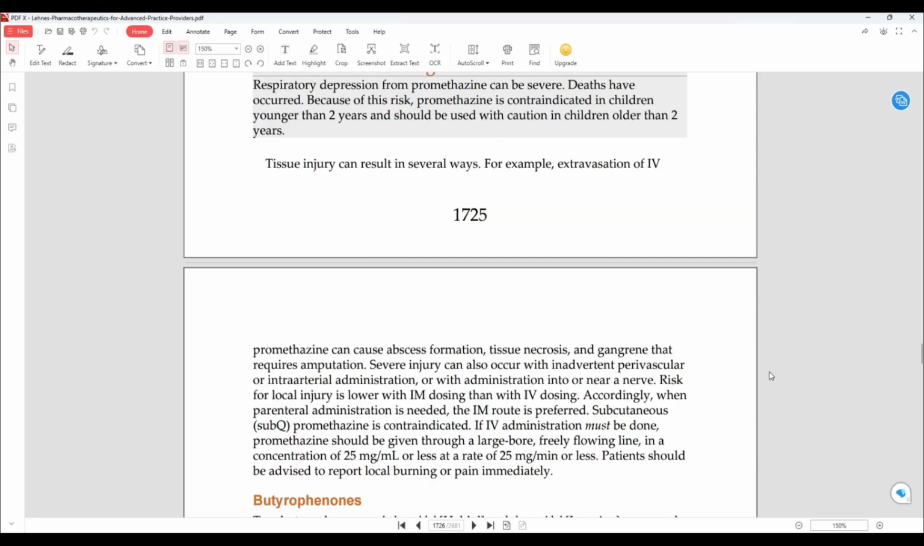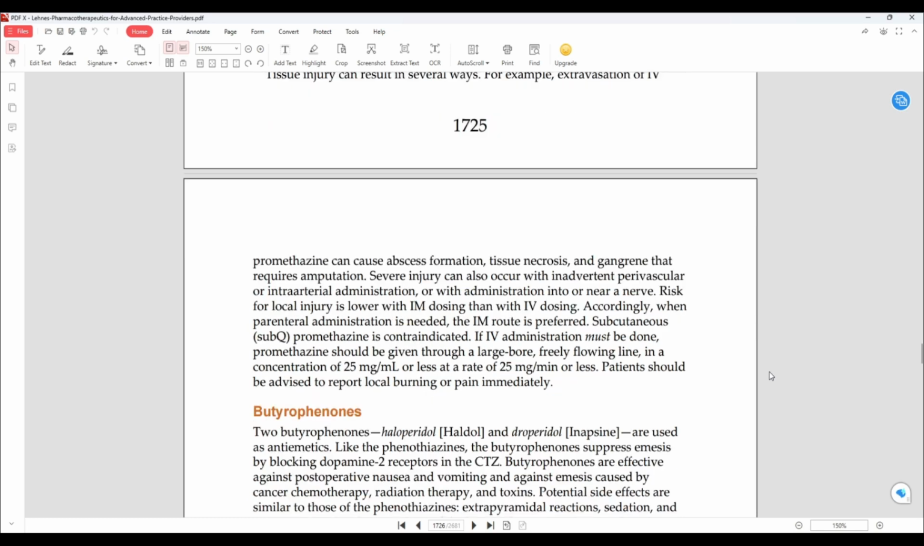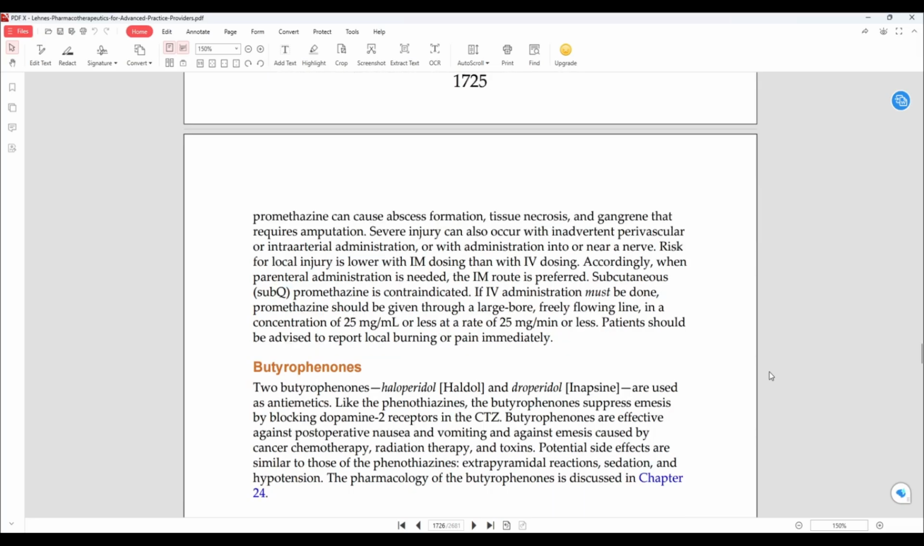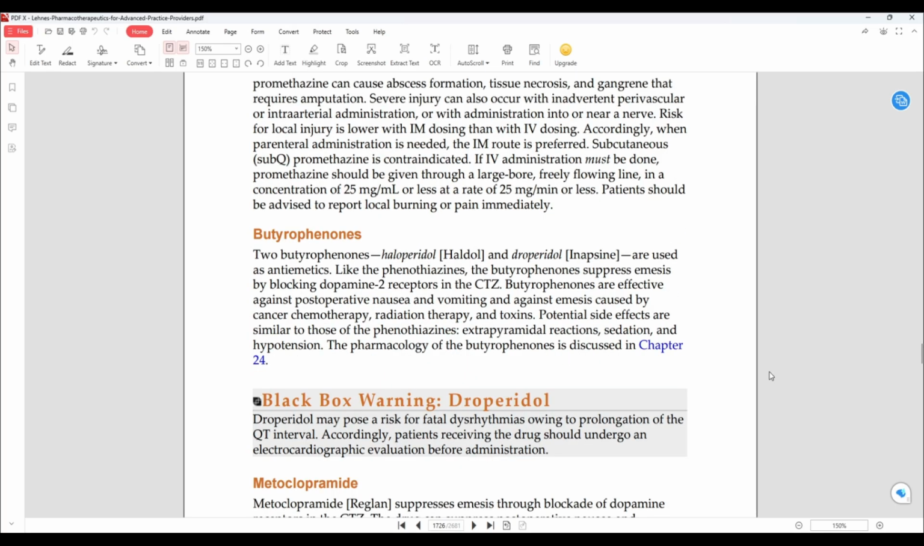Tissue injury can result in several ways. An example is extravasation of IV promethazine, which can cause abscess formation, tissue necrosis, and gangrene that requires amputation. Severe injury can also occur with inadvertent perivascular and intra-arterial administration, or with administration into or near a nerve. Risk for local injury is lower with IM dosing than with IV dosing. Accordingly, when parenteral administration is needed, the IM route is preferred.